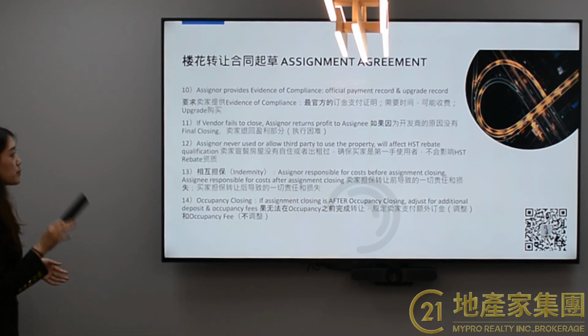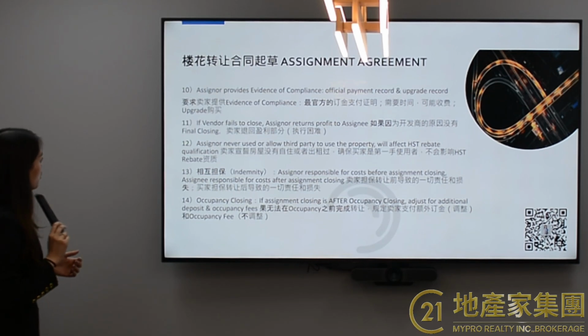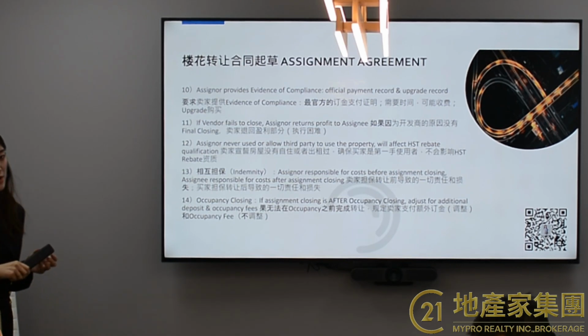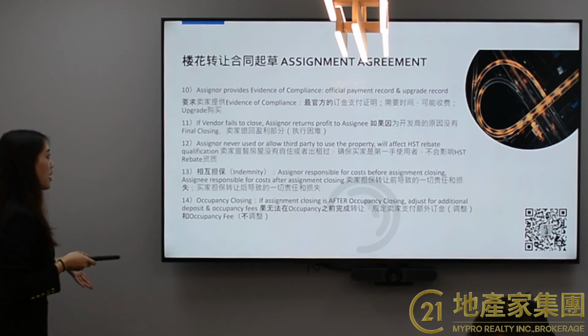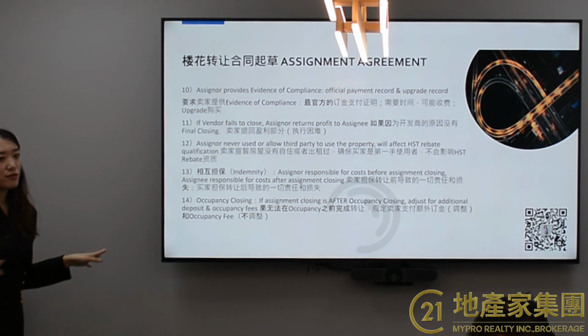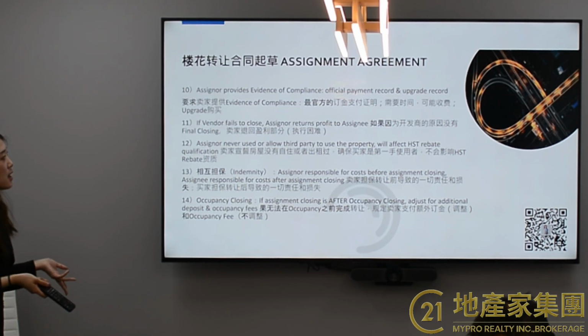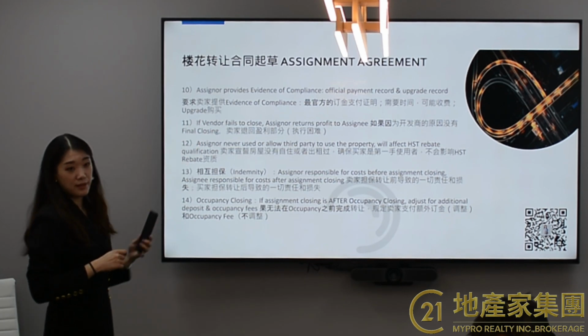Okay, so other small points that you can put into the assignment agreement. So evidence of compliance, because when we're doing assignment, we care about how much exactly the seller has paid to the builder as a deposit. And there are many forms of proof that we have seen. The seller sometimes provided a postage check, their agreement of purchase and sale, but it's not an official record. What we want is evidence of compliance. So if we have a chance to review the agreement, we'll always ask the seller to provide evidence of compliance.